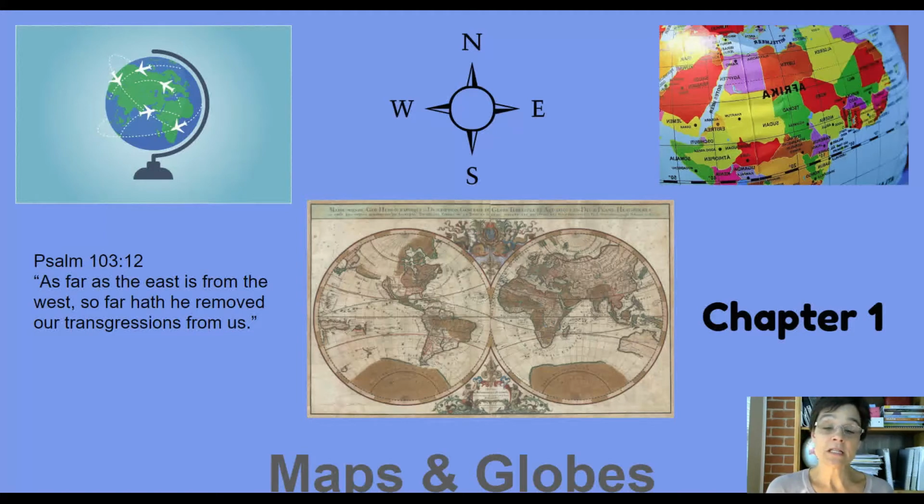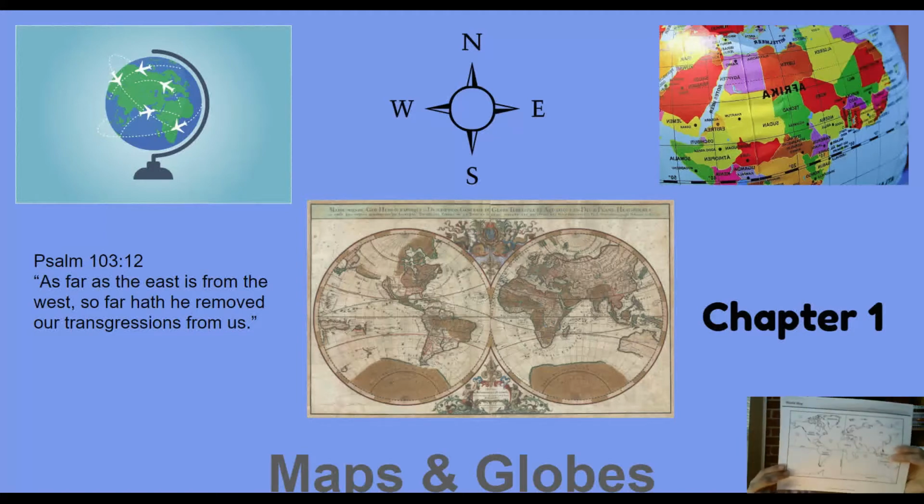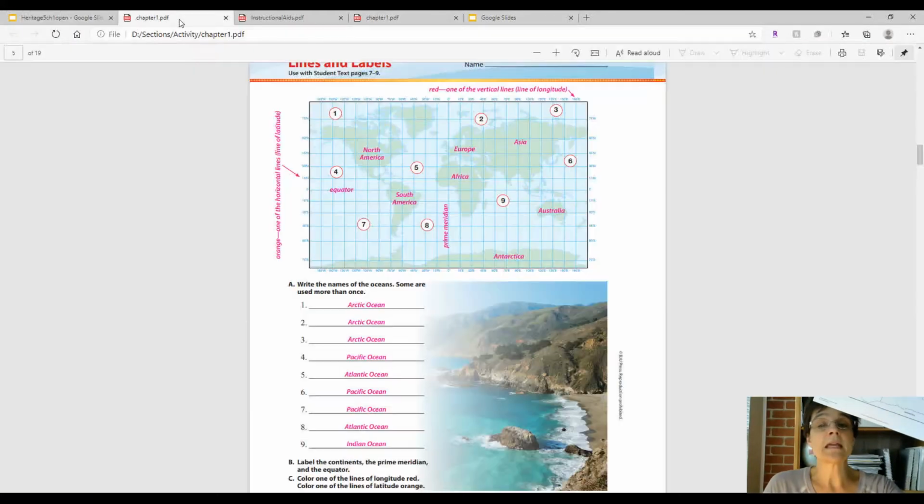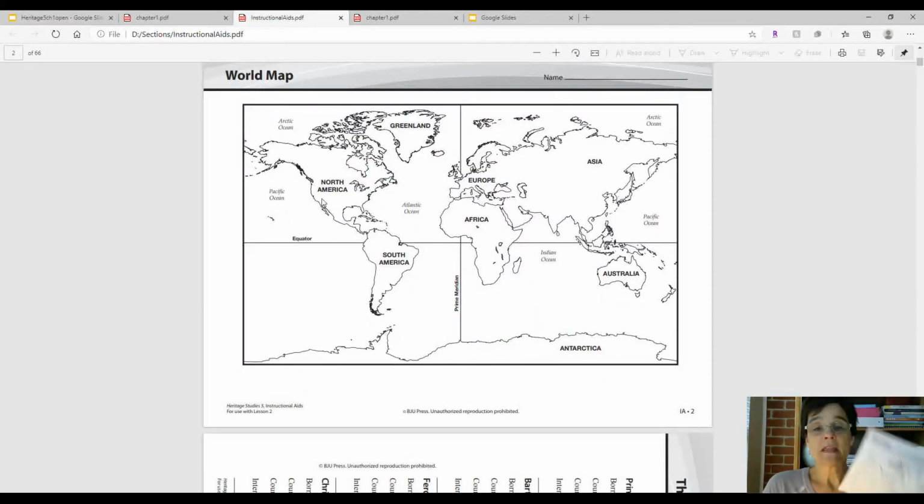You only are going to need this page right here. It should say world map. I should have sent a message to your Nana and asked her if she could print this page out for you. If you don't have it, that's okay, but you're really going to need it.